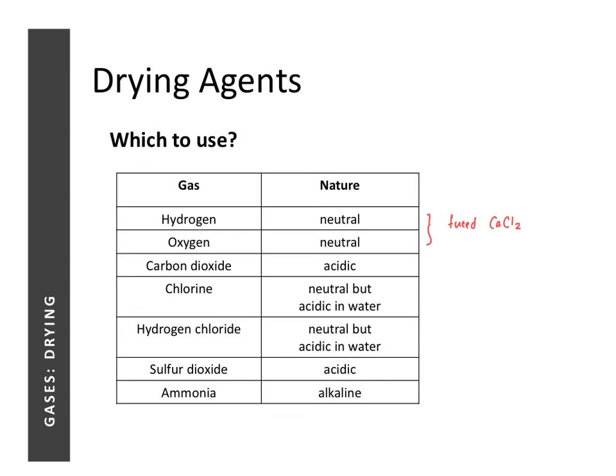Chlorine, hydrogen chloride, even though they are neutral, when you dissolve them in water, they form acidic solutions. So we consider them to be acidic as well. So together with sulfur dioxide, which is also acidic, the next 4 gases should be dried using your acidic drying agent, which is concentrated sulfuric acid. And lastly, the only alkaline gas in the syllabus, which is ammonia, we recommend using the basic drying agent, which is your calcium oxide or your quicklime.